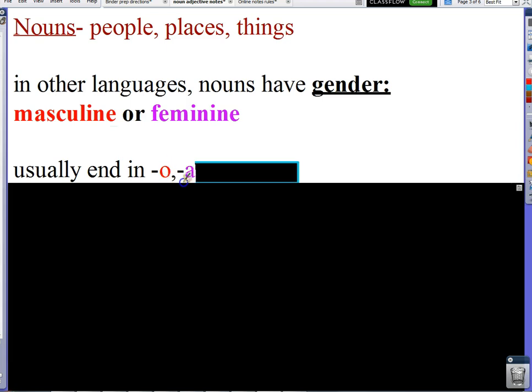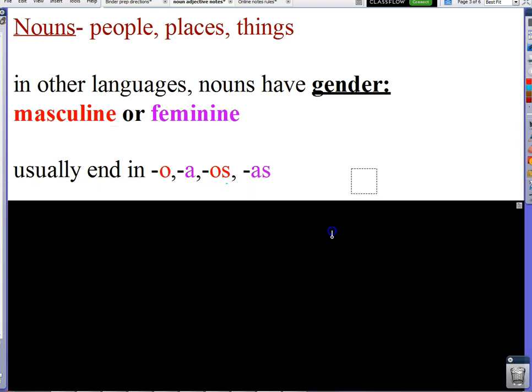Nouns usually end in o, a, os, or as. And you can see that I have them color-coded. Usually if a noun ends in o, it's masculine. If it ends in a, it's feminine. And if you make them plural, os is usually masculine and as is usually feminine. It's not always, but it's like 98% of the time.